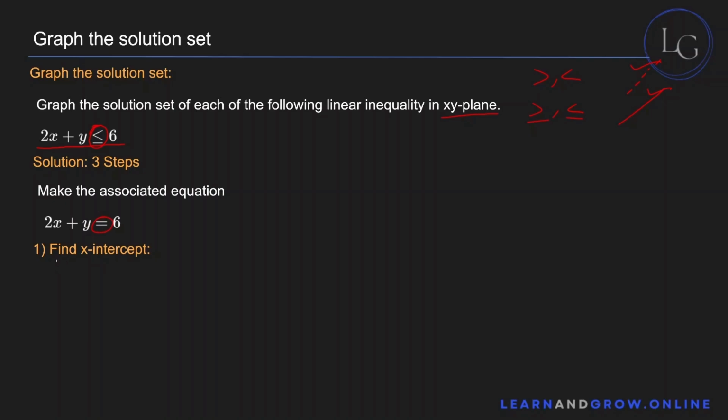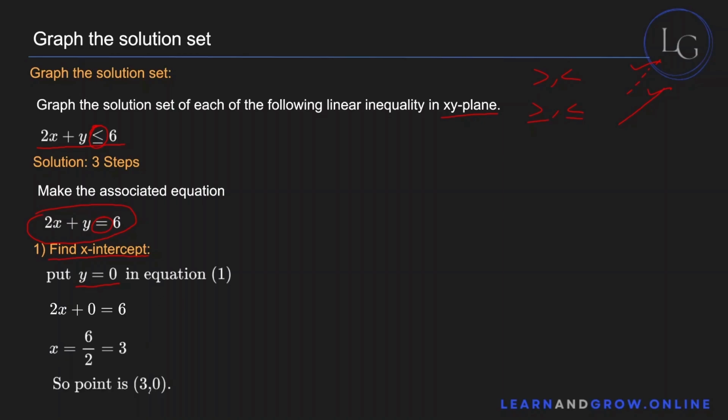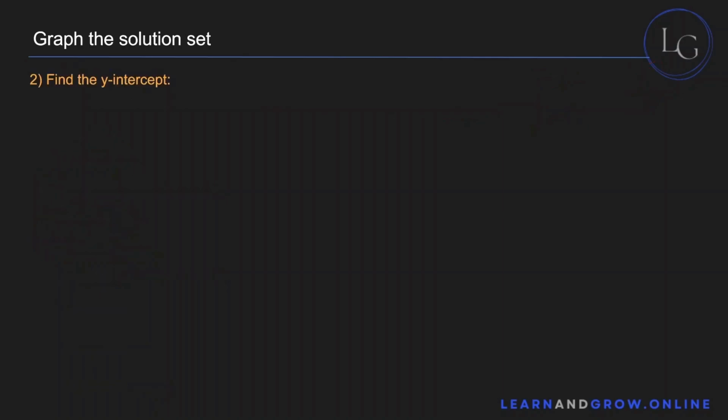Now the first thing that you have to do is find the x-intercept. In this particular case we only have one inequality, but if you have 2 or 3 or 4, you have to find the x-intercept for each and every one of those. So the first step, find the x-intercept. How do you do that? Well, you plug in y is equal to 0 in the associated equation, which is this one over here. Now when you do that, you get the value of x, and that is 3 in this case. So the x-intercept is this point, (3, 0). Simple.